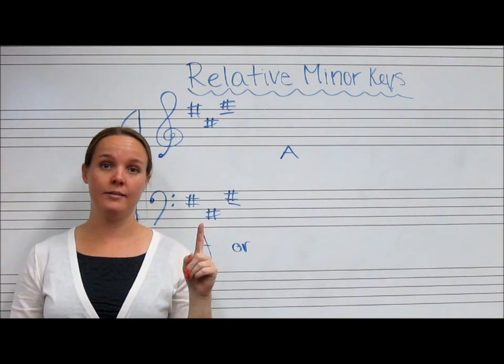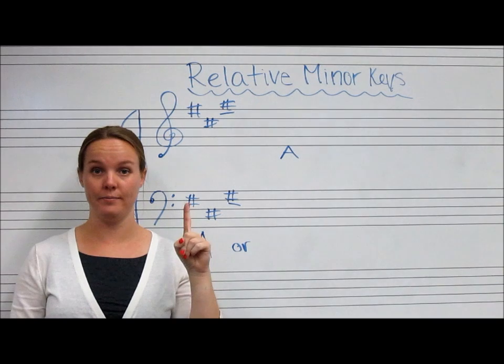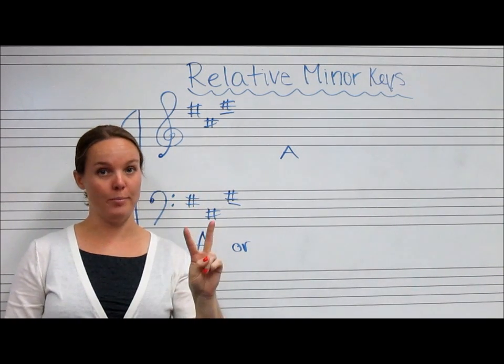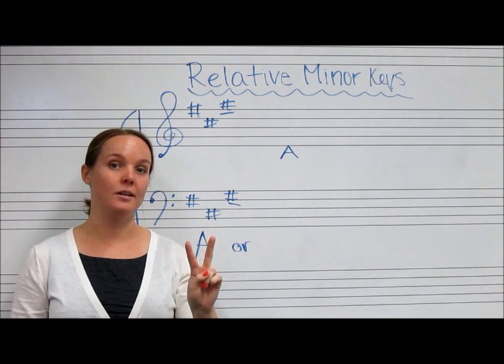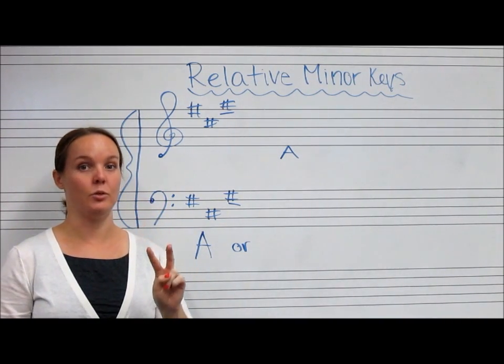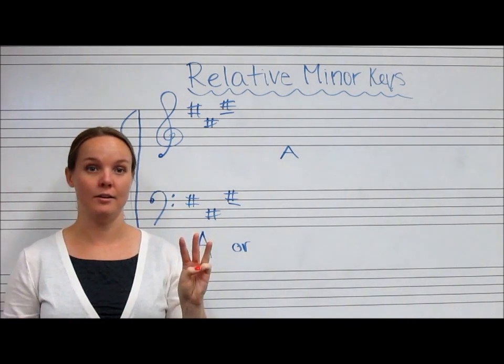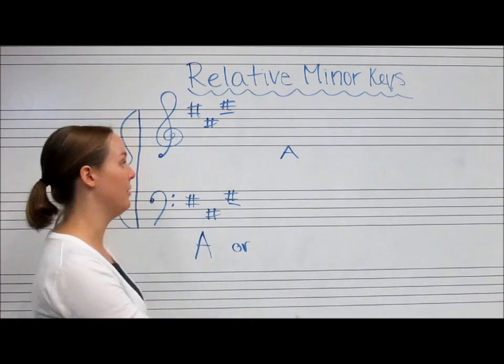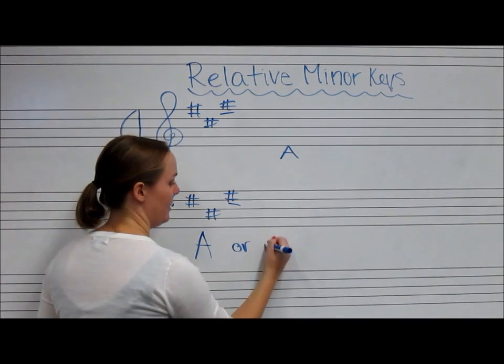So from A down a half step to G sharp is 1. From G sharp down a half step to G is 2. And from G down a half step to F sharp is 3. We landed on F sharp, therefore our minor key is the key of F sharp.